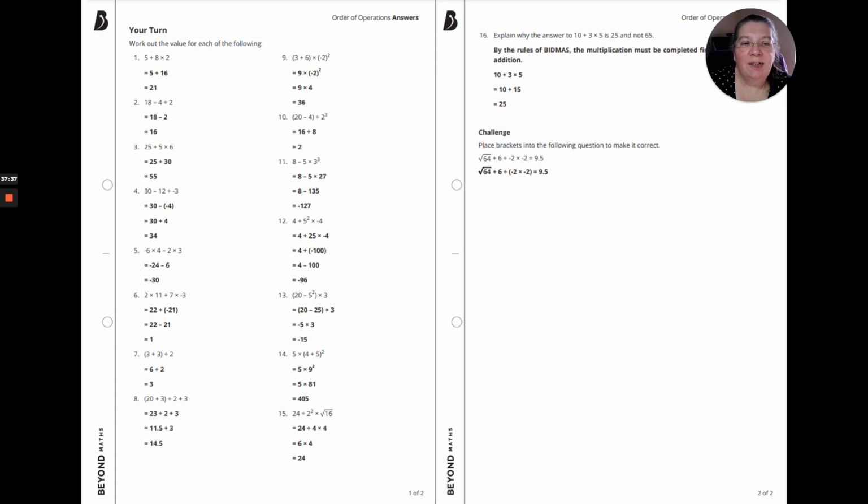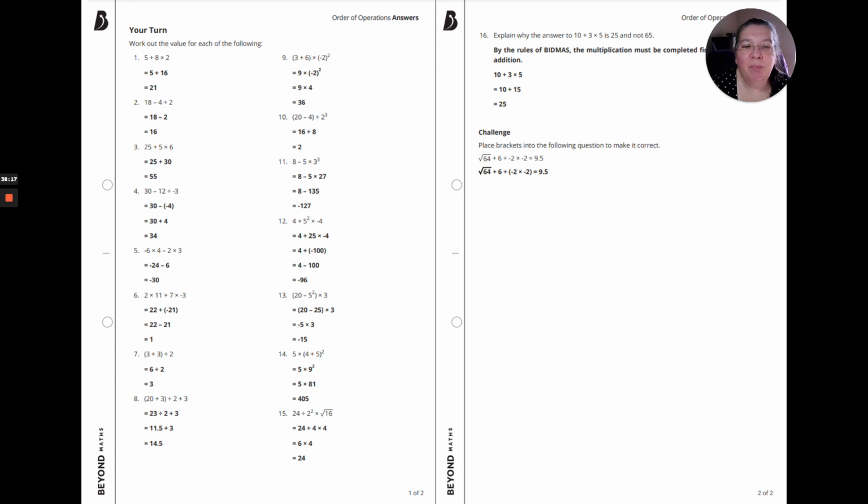Question 16. Explain why the answer to 10 plus 3 times 5 is 25 and not 65. So you can explain this using the BIDMAS rules, that we must do the multiplication first. So 3 times 5, which is 15, and then add on the 10. You might also want to show that if you did 10 plus 3 is 13 times 5, that would give you the 65, but that is not following the BIDMAS rules.